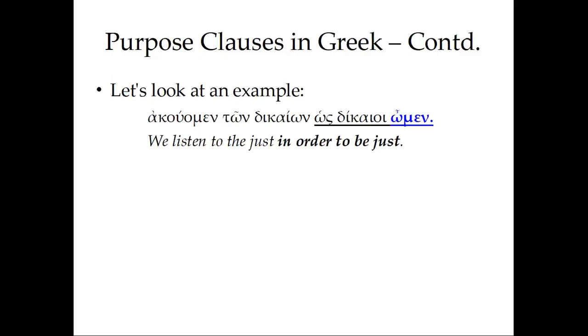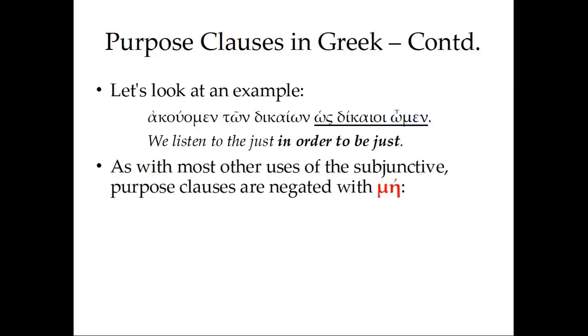So we have the two ingredients that we need. We have our conjunction, hos, hopos, or hina, and we have our verb in the subjunctive. So we would take this, hos dikaioi omen, this group of three words, as a purpose clause, a subordinate clause. As with most other uses of the subjunctive, purpose clauses are negated with me. For instance, akuomen ton dikaion hina me adikoi omen.